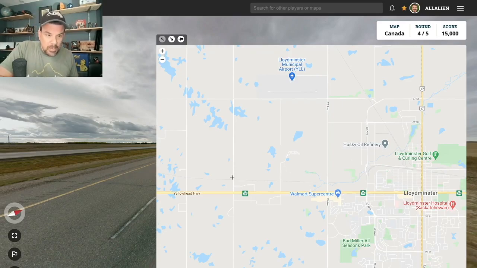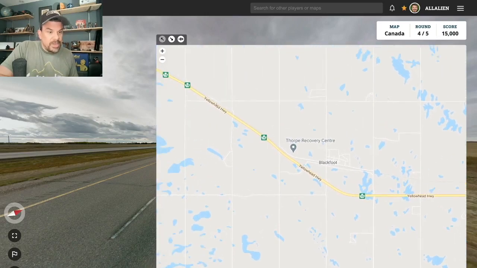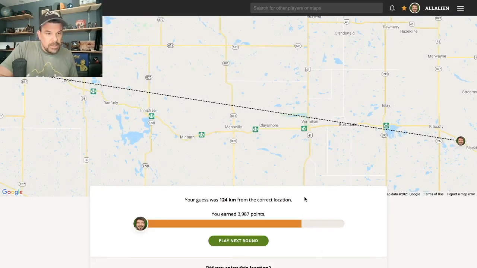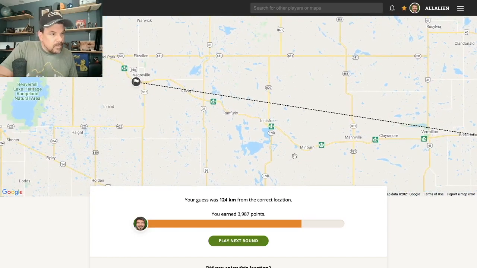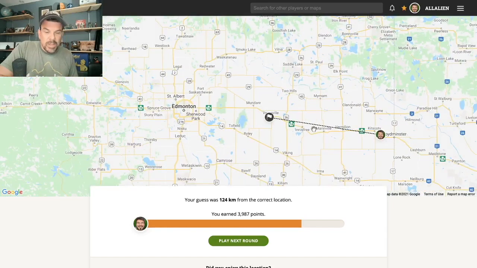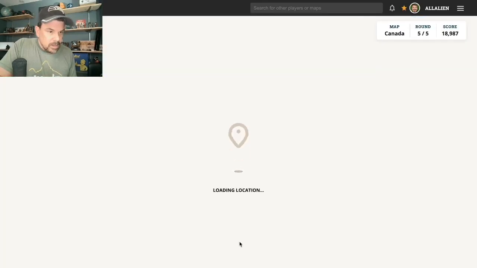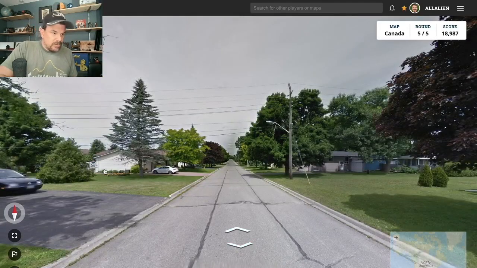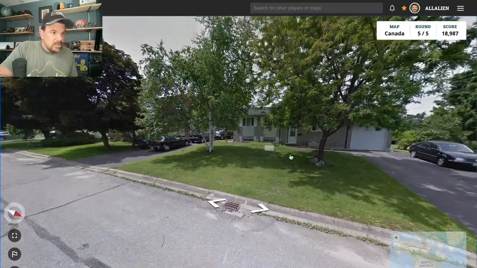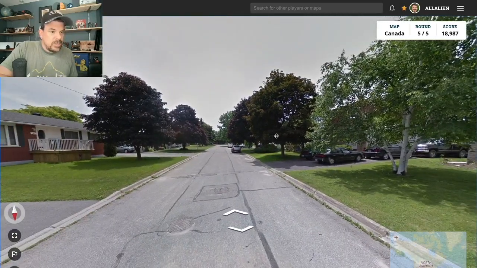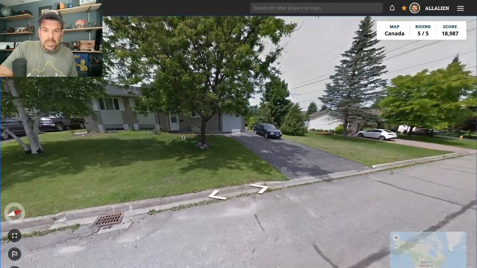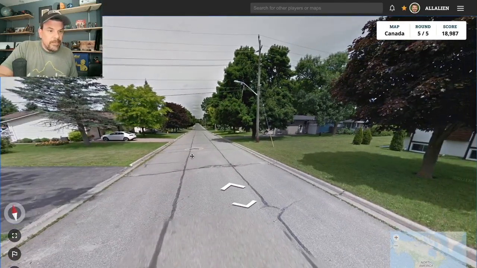Anyway, we're somewhere along the Yellowhead Highway here, much closer to Vegreville than I thought. Okay, so 120 kilometers off, but on the right road. Okay, final search. Suburban.